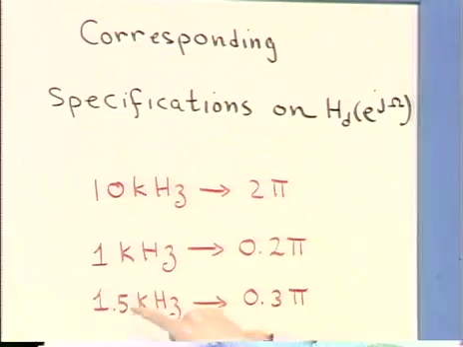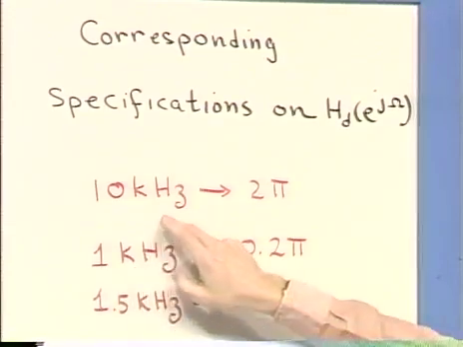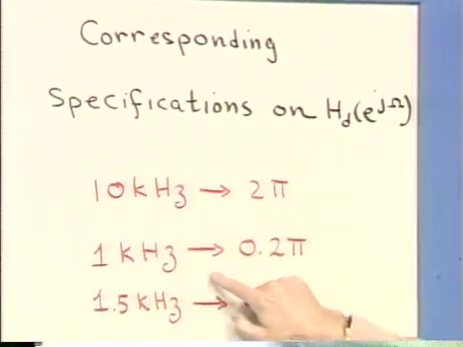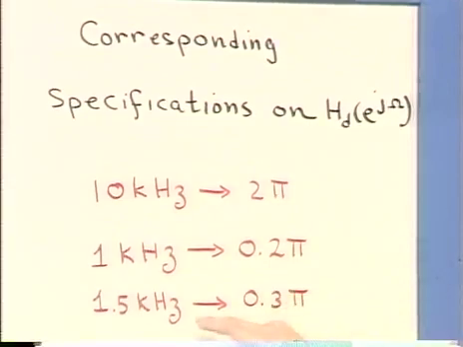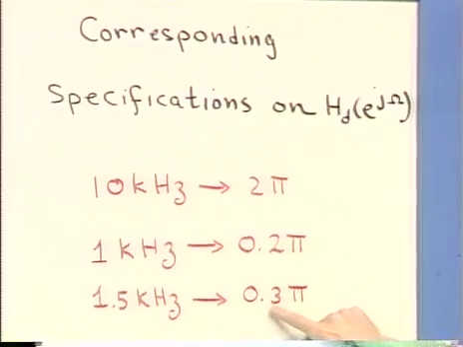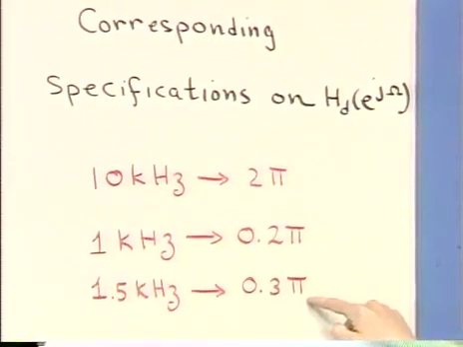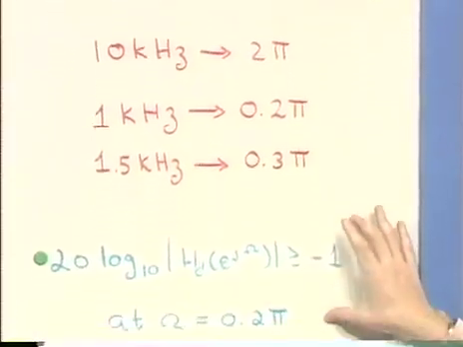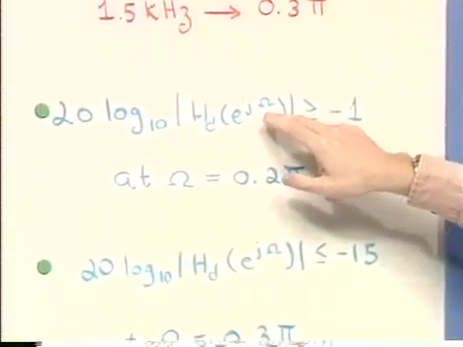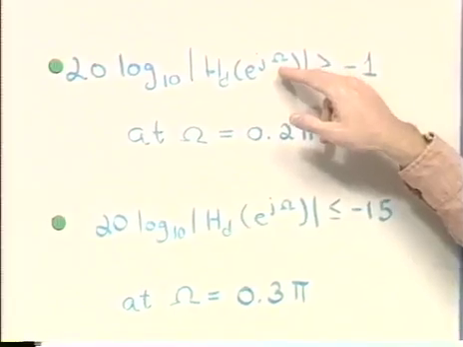Well, that means that our other critical frequencies get mapped in proportion to that. So 1 kilohertz, which is a tenth of the sampling frequency, would then convert to a discrete time frequency of 0.2 pi. And 1.5 kilohertz will convert to a discrete time frequency of 0.3 pi. So what this says is that for the discrete time filter, we would like the same specifications, but at frequencies normalized to the discrete time frequency axis.